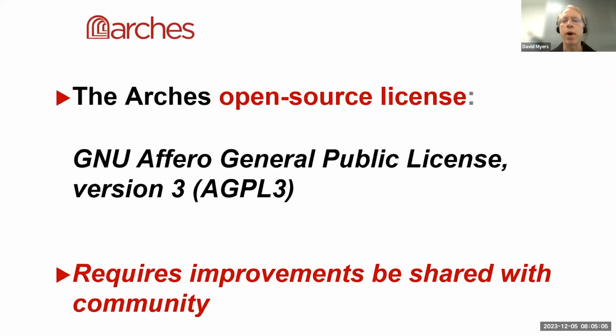As was mentioned in the prior webinar on open source software projects, a primary reason we chose the AGPL3 open source license is that it requires that when anyone improves Arches and puts it online, they're obligated to share those improvements with the rest of the community. And we believe that using this license would help heritage organizations around the world to benefit from each other's investments and also pool resources to make enhancements.